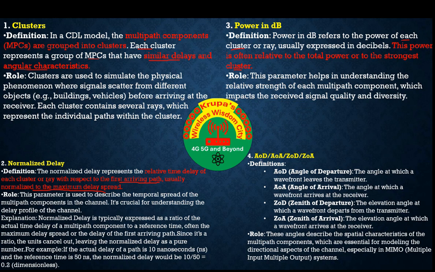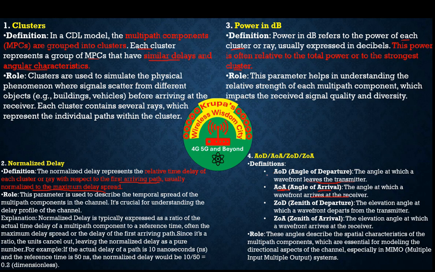Then coming to AOD, AOA, ZOD, ZOA: angle of departure, angle of arrival, zenith angle of departure, and zenith angle of arrival. If you look, it is very clear. This angle of departure is the angle at which the wavefront leaves the transmitter. Remember, this is the transmitter. Angle of arrival is arriving at the receiver, right? This is leaving the transmitter, that's why it is called angle of departure. And this is arriving at the receiver, that's why it is called angle of arrival.